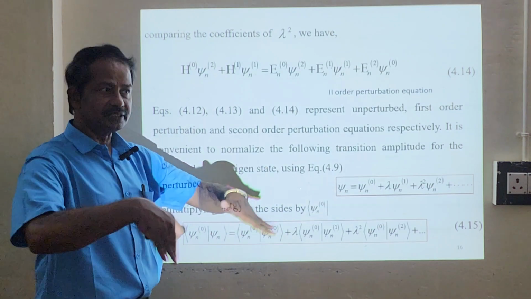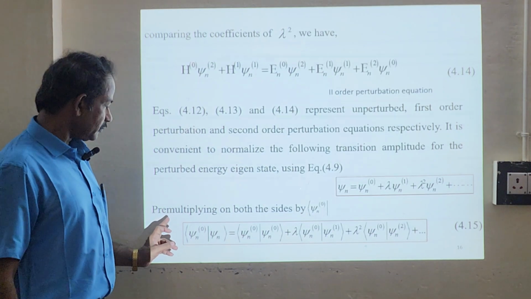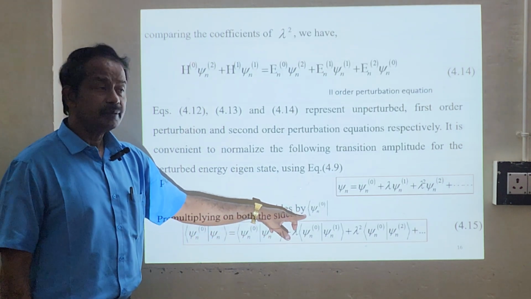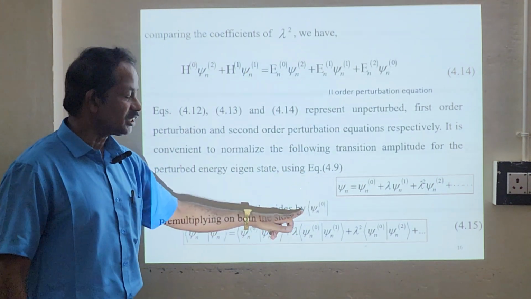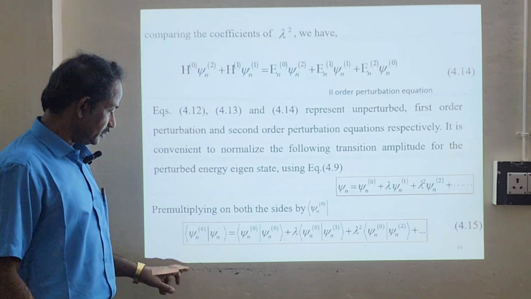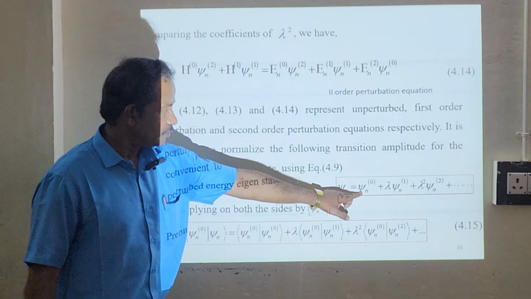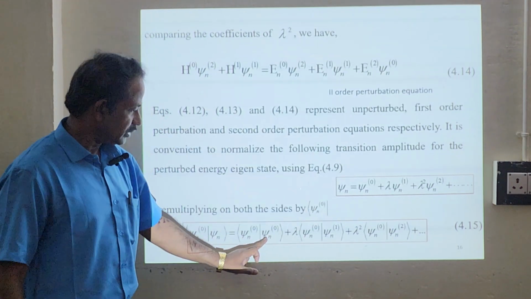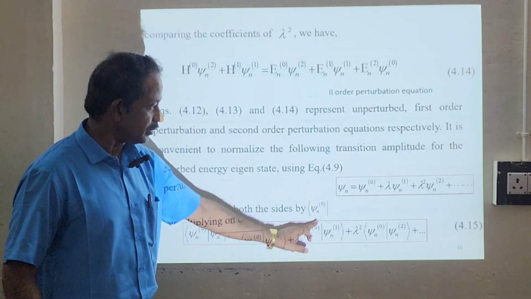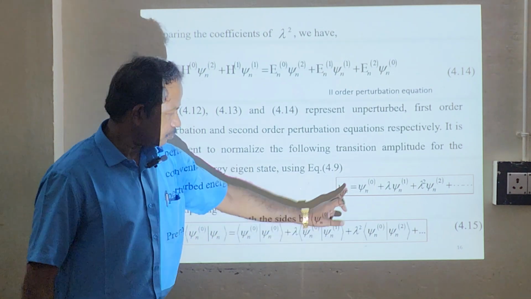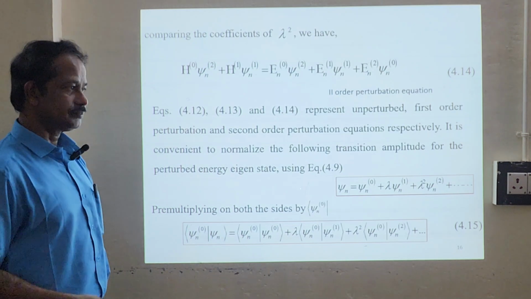Psi n expansion in terms of lambda we know already. Now you just pre-multiply on both sides by bra psi n. So just consider this as ket psi n. You multiply with bra psi n on both sides. So you will have bra psi n 0 with ket psi n, which is equal to this one, bra psi n 0 with ket psi n 0. The lambda you pull it out, it's a number parameter. So lambda, then we have bra psi n 0 with ket psi n 1, and it goes on.